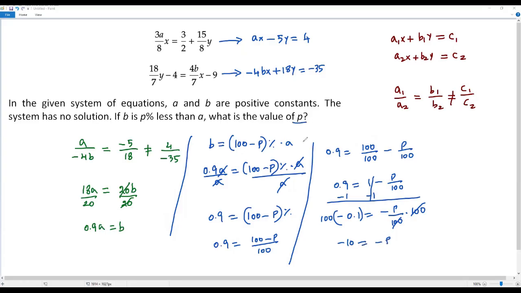Our aim is to get the value of p. So here we have negative p. To get rid of this negative sign, we can multiply both sides of this equation by negative 1. When I multiply negative 10 by negative 1, I'm getting 10. When I multiply negative p by negative 1, I'm getting p. Okay, here I got the value of p. Its value is 10.